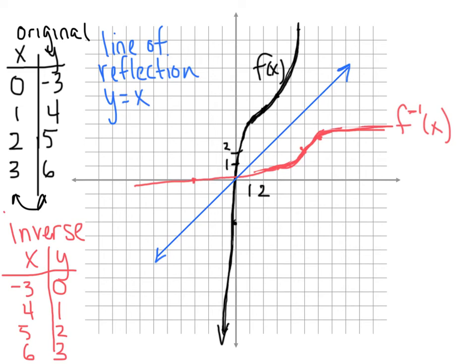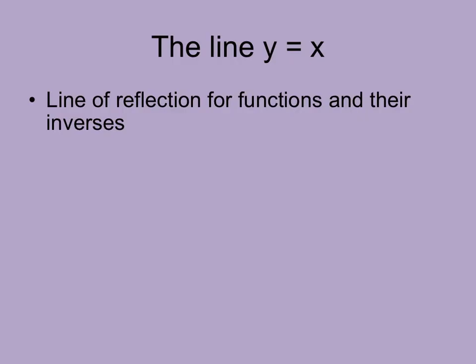Now, if you can visualize, if you were to fold this piece of paper over that blue line, the black graph would end up right on top of the red graph. That means that they are inverses of one another. So if you ever can reflect a graph over the line y equals x and get another graph, those two graphs are inverses of one another. So make sure you have this note about the line y equals x in your notebooks.